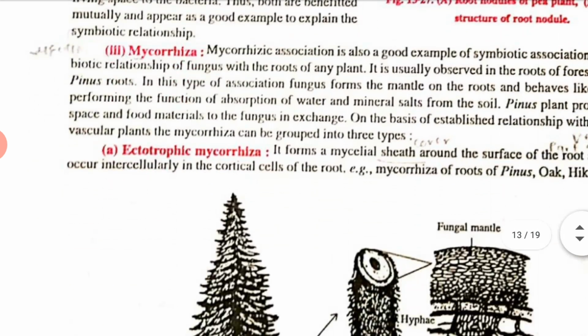Yes, next we have mycorrhiza. What is mycorrhiza? It is a good example of symbiotic association. It is the symbiotic relationship of a fungus with the root of a plant. It is usually observed in the roots of forest plants, for example the Pinus root. Yes, so in this way we have many types of examples.